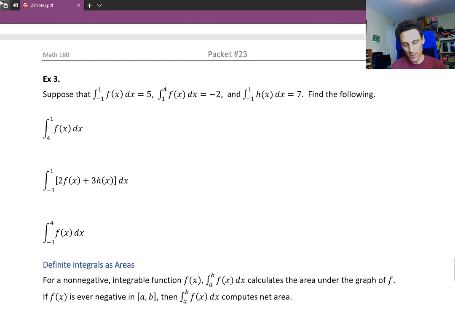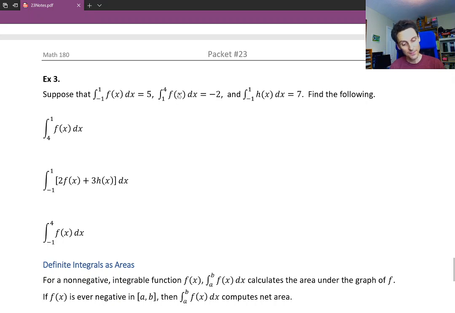Let's use some of these properties in example 3. I'm not going to use all of them, but just get a flavor for how you could use some of them. So example 3 says, suppose that the integral from -1 to 1 of f of x dx is 5, and the integral from 1 to 4 of f of x dx is -2. Remember that areas under these curves can be signed negative because we're really talking about net area.